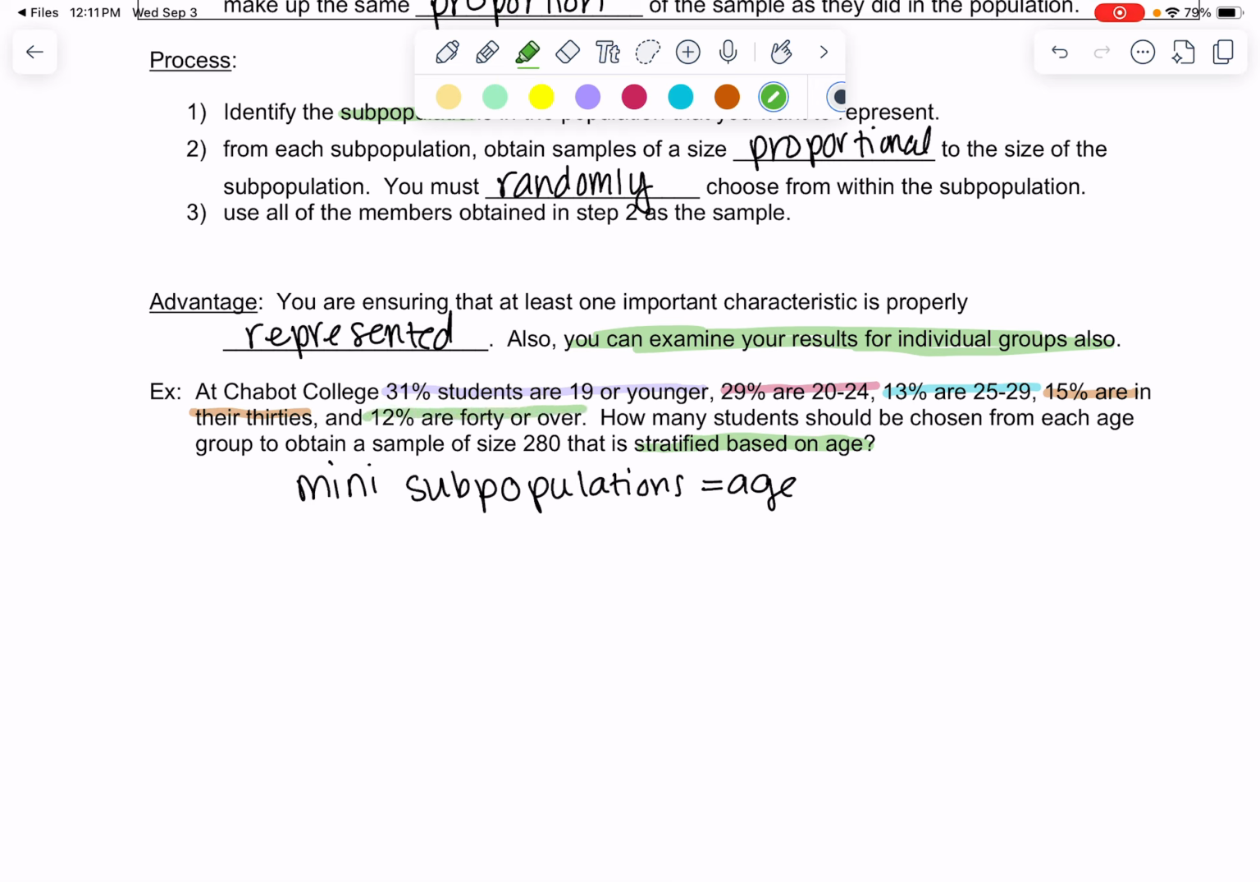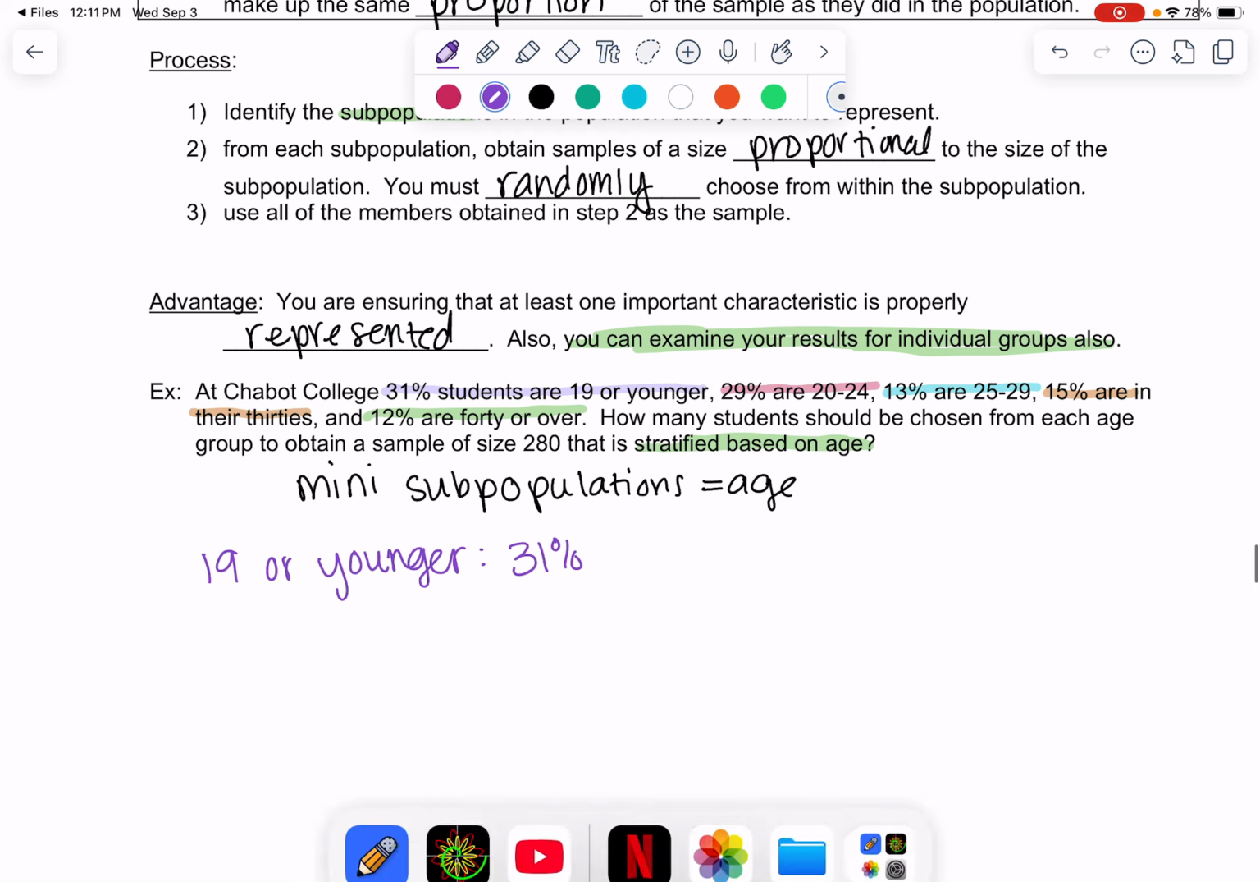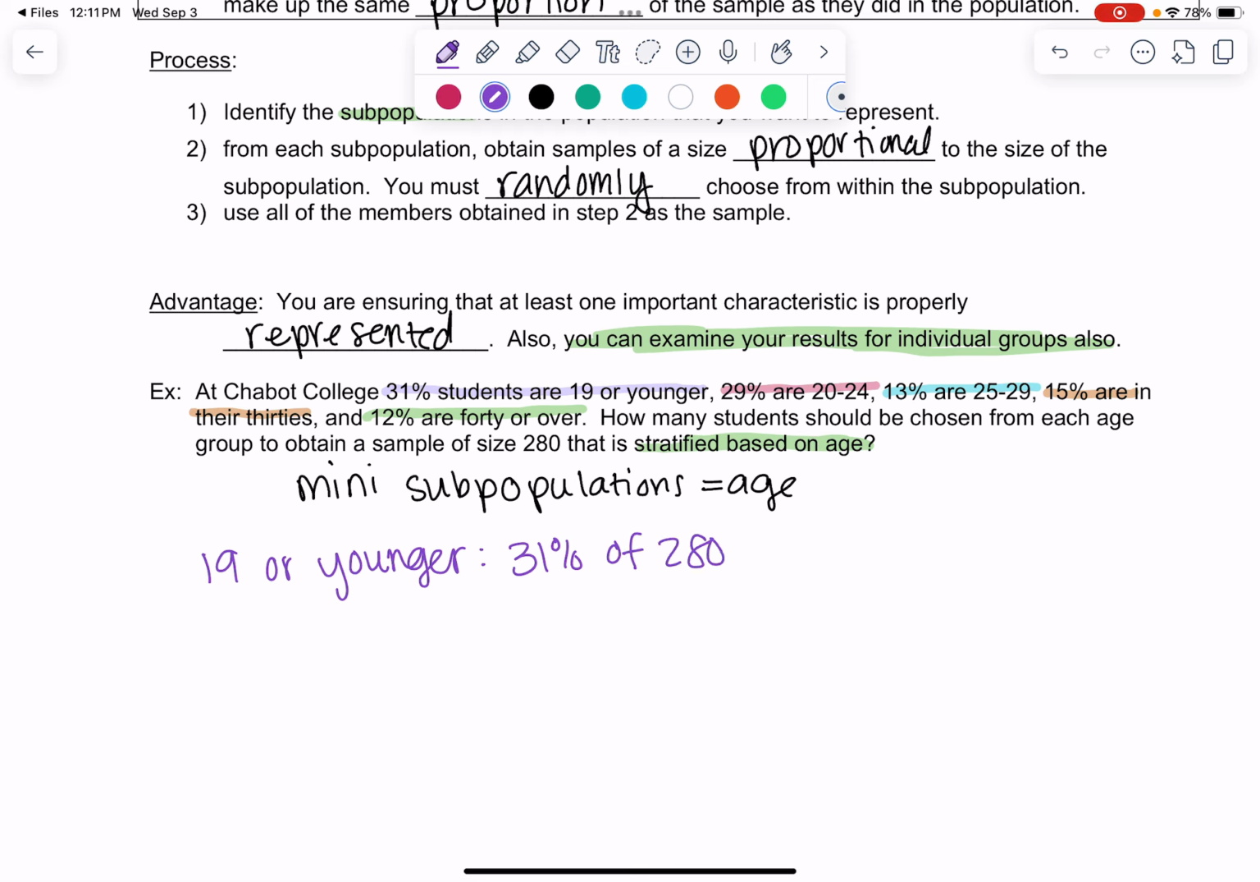And so my sample should have 280. I'm not going to divide that by 5 and give them each the same number of students. I'm going to give each group a proportional number of students. So for 19 or younger, we're not going to have 280 students. 31% of my sample should be 19 or younger. So 31% of 280. If you don't remember your percents, you're going to do 0.31 times 280.